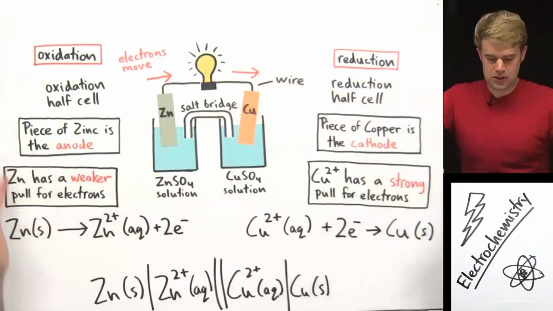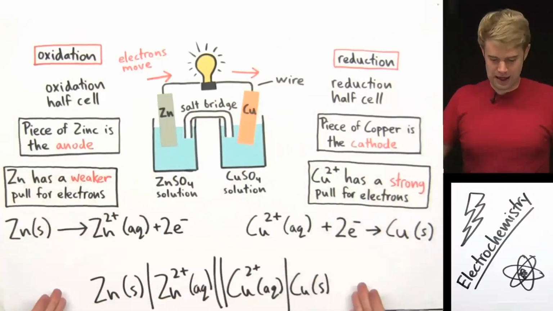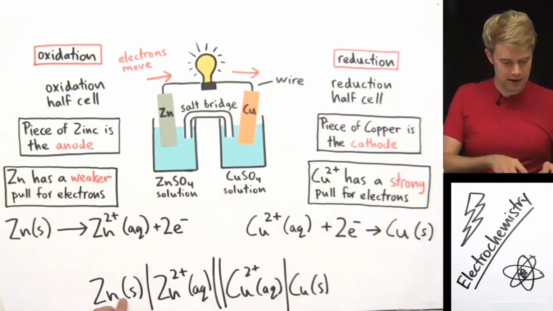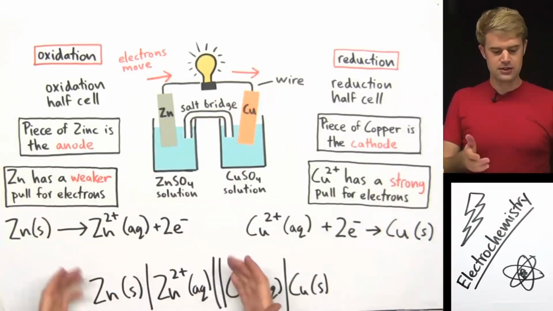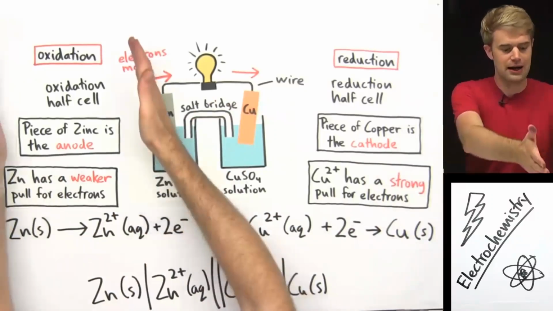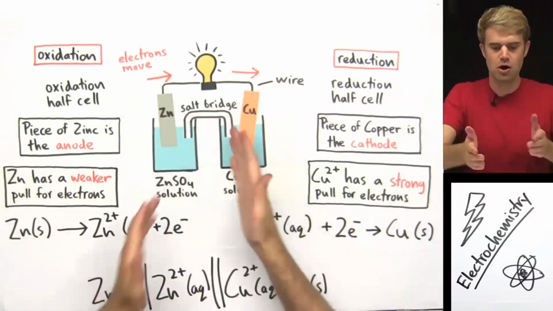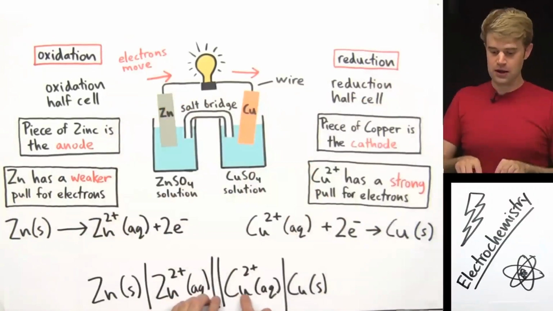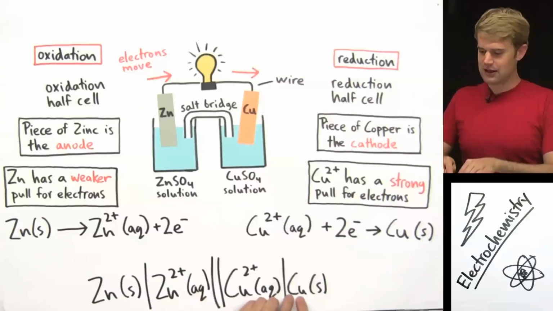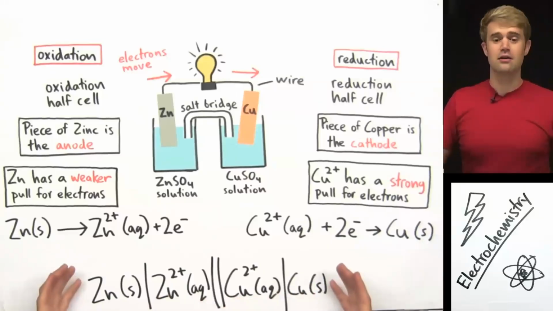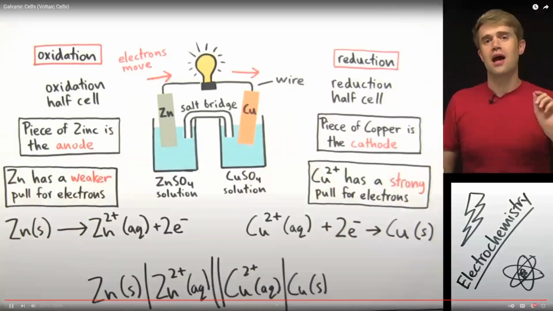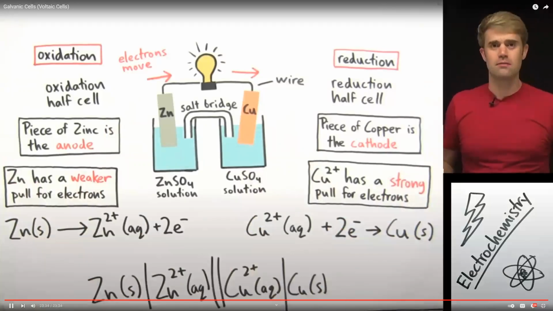And then finally, we can sum all of this up by writing this cell diagram or cell notation, which shows everything that's happening in a shorthand abbreviated form. Zn solid, then a line, Zn2+ aqueous. This shows the oxidation part. Then we have these 2 lines representing the salt bridge or the boundary between these 2 cells. And then we have the reduction part, Cu2+ line giving us Cu solid. So that is how a device like a galvanic or voltaic cell uses a chemical reaction to create electricity.